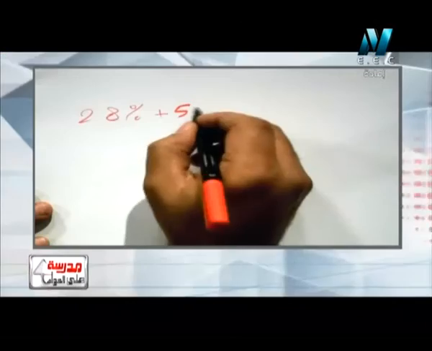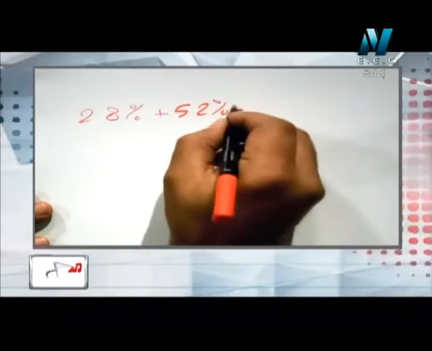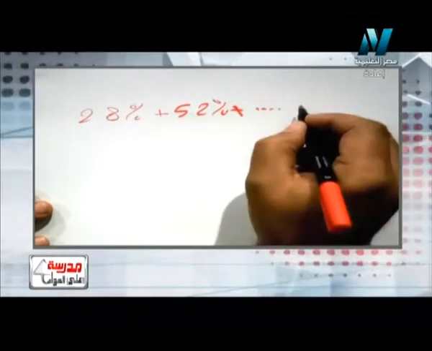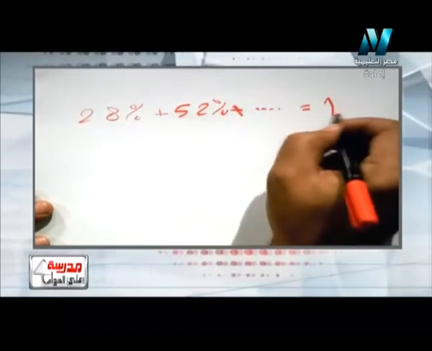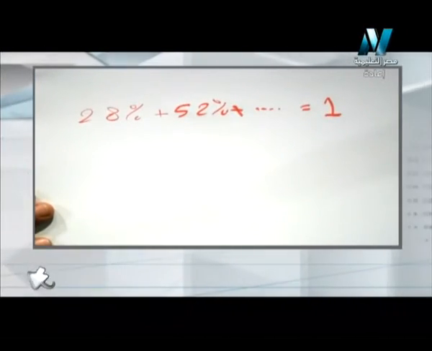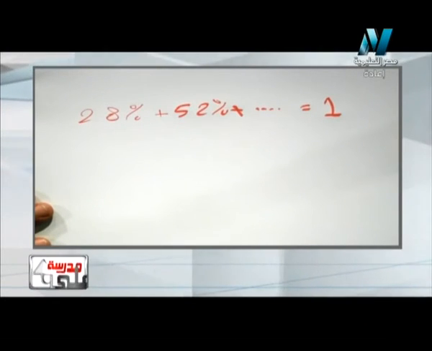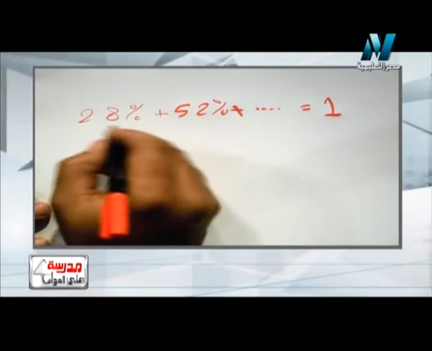Okay, another exercise. Complete: 28% plus 52% plus what equals 1? The same idea. It's another exercise talking about the same idea. My dear students, I can hear you answering well now.